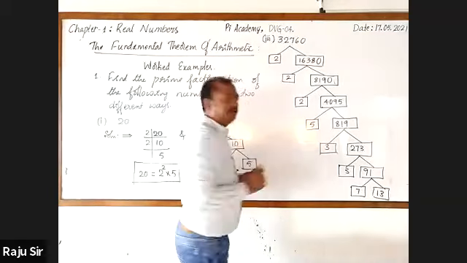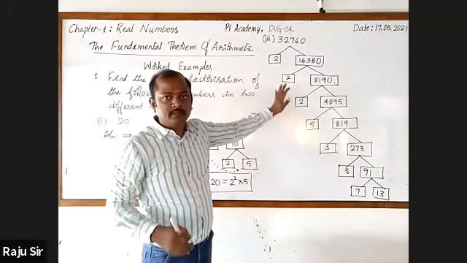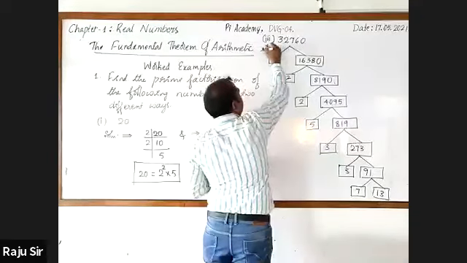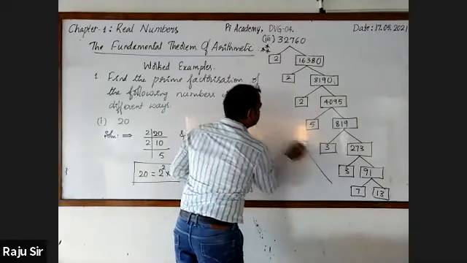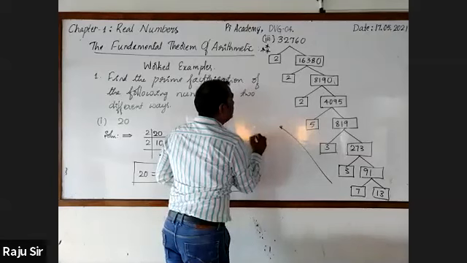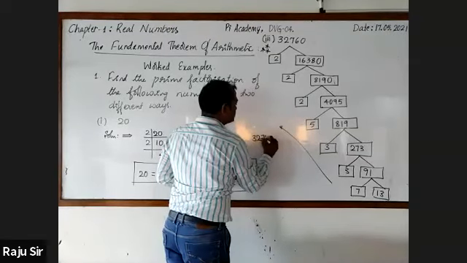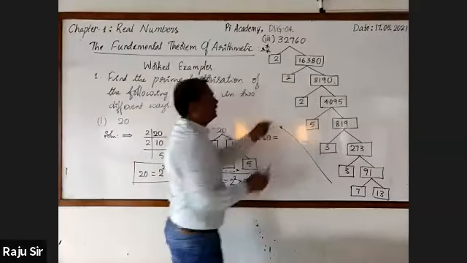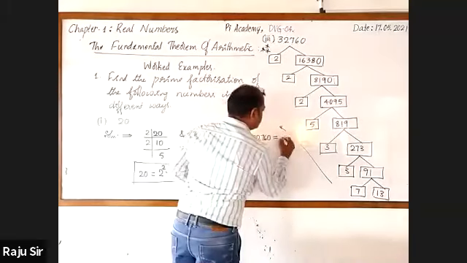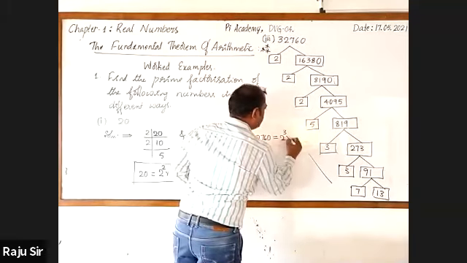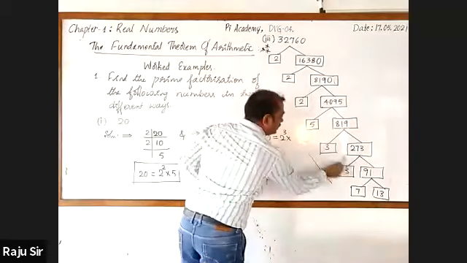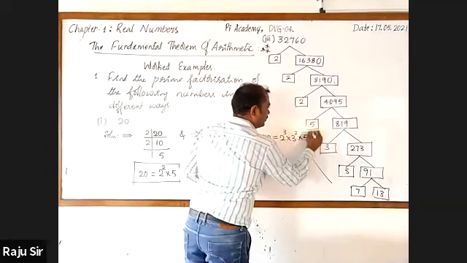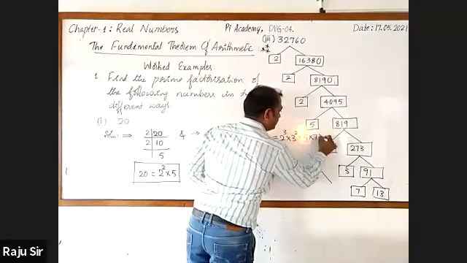Now, please write the prime factorization of this number. It is an important one. It was given in the examination. Put a star mark for this. I don't have space here, so I'm writing here. 32,760 can be written as 2, how many times? It is 3 times. You can write it as 2 cube, into 3 square, into 5, into 7, into 13.